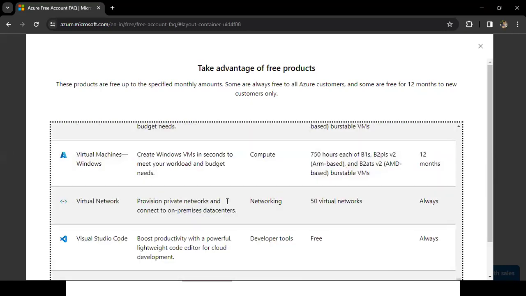Virtual network, we have a service: 50 virtual networks, always free. So if you are going to create more than 50 virtual networks, then they're going to charge you. So for lifetime, you have free virtual network.